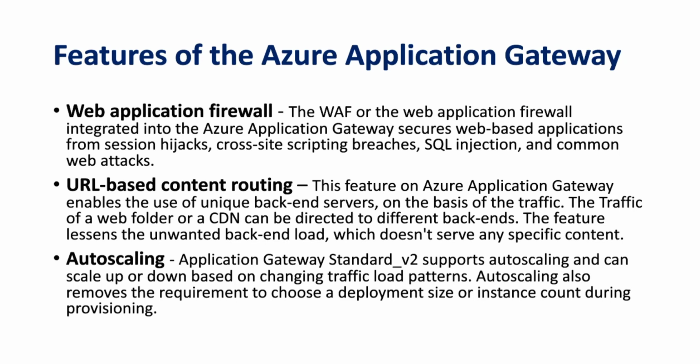Then we have auto scaling. Application Gateway Standard version 2 supports auto scaling and can scale up or down based on changing traffic load patterns. Auto scaling will also remove the requirement to choose a deployment size or instance count during provisioning. That's how auto scaling can help us when we use Azure Application Gateway.